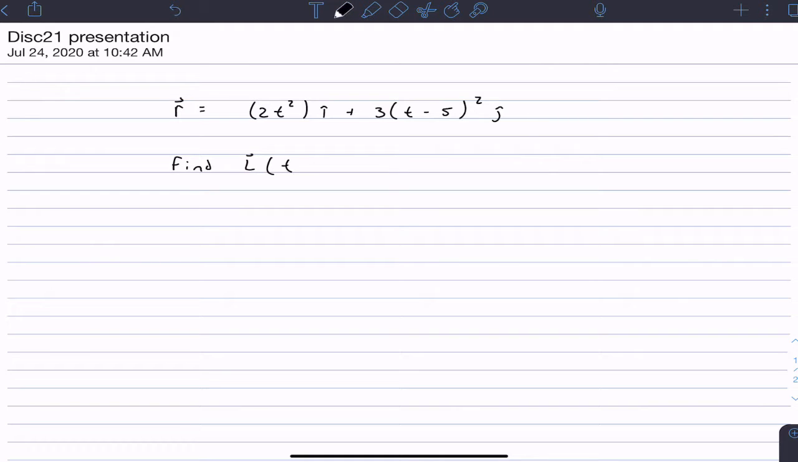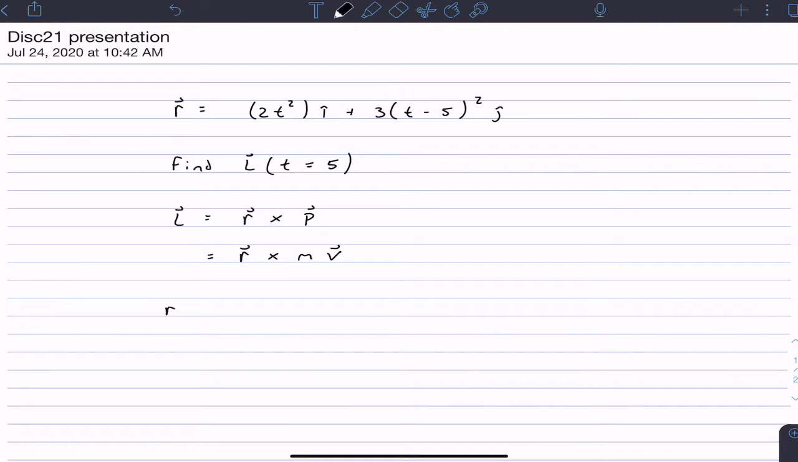So we can write this way. Okay, what is the identity of angular momentum? Well, the basic identity is r cross p, your position vector crossed with your standard momentum vector. Here's our position vector, right? So what is momentum? Well, that's m times velocity vector. So now we need to find the velocity vector from the position vector.